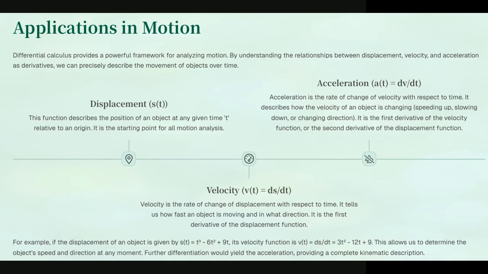So for displacement, the function describes the position of an object at a given time t. This displacement is always the starting point of all motion analysis. Now, velocity is the rate of change of displacement with respect to time. That's English. In math, what do we mean? Velocity is ds/dt. So s is displacement, t is time. So velocity is how s is changing with respect to t. And that's why we have ds/dt, right?